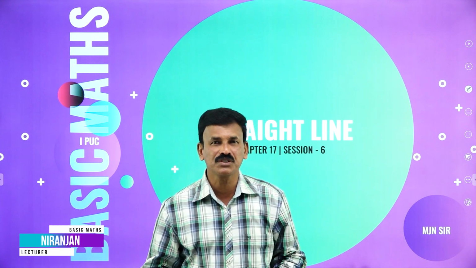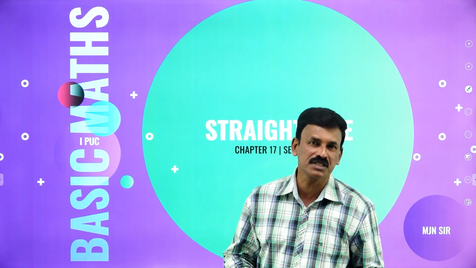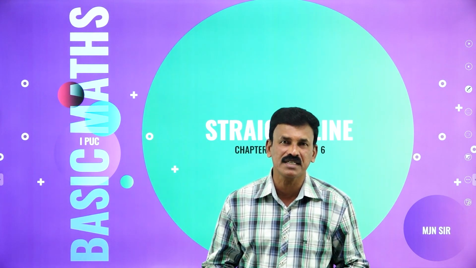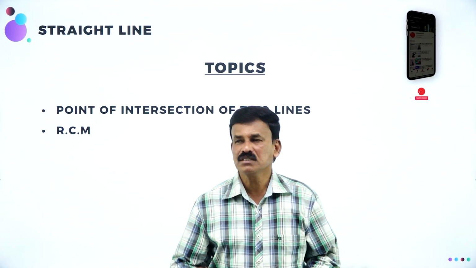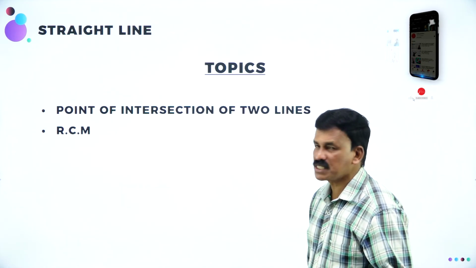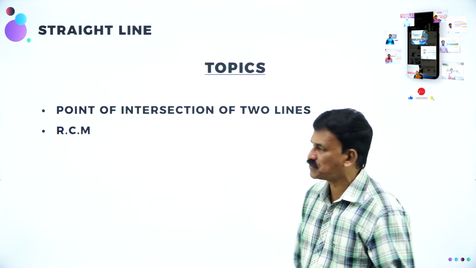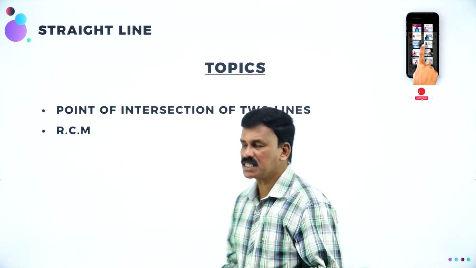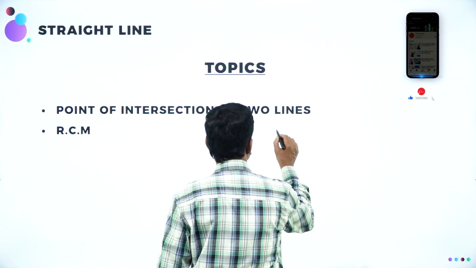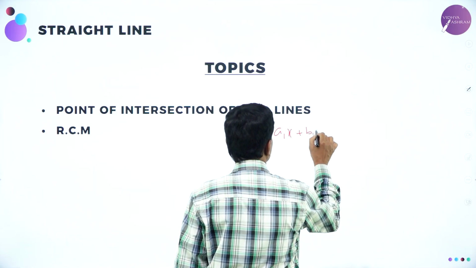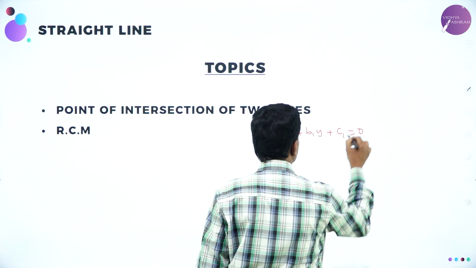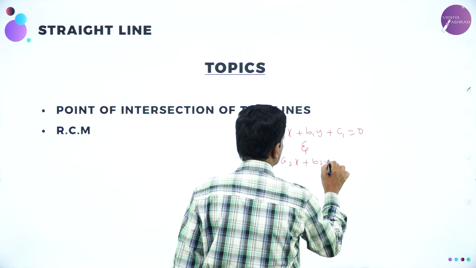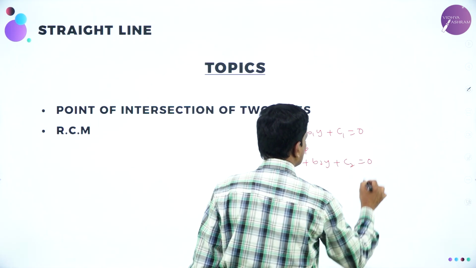Today in this session I am going to discuss a very important concept, that is point of intersection and concurrency of lines. Now let me discuss the point of intersection of two lines. Let us consider two lines, a1x plus b1y plus c1 is equal to 0 and another equation a2x plus b2y plus c2 is equal to 0.